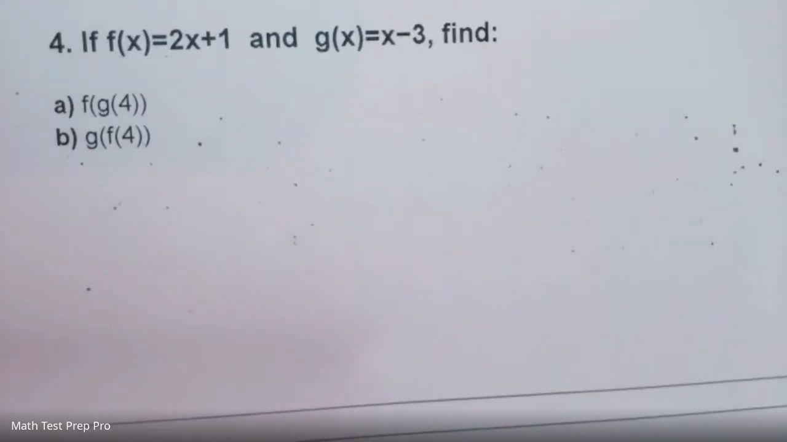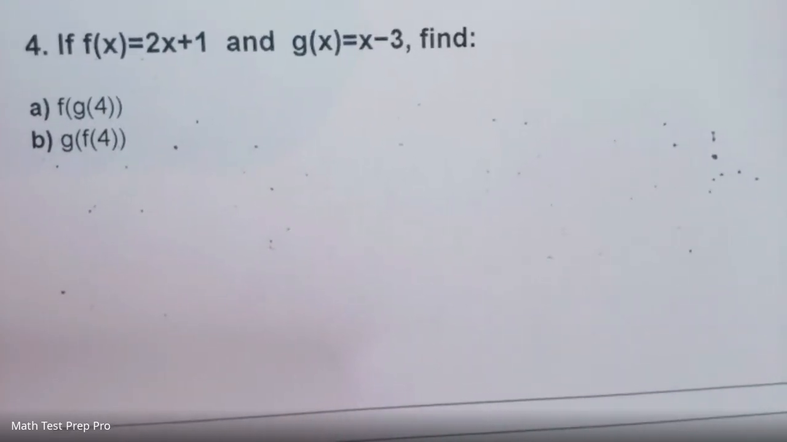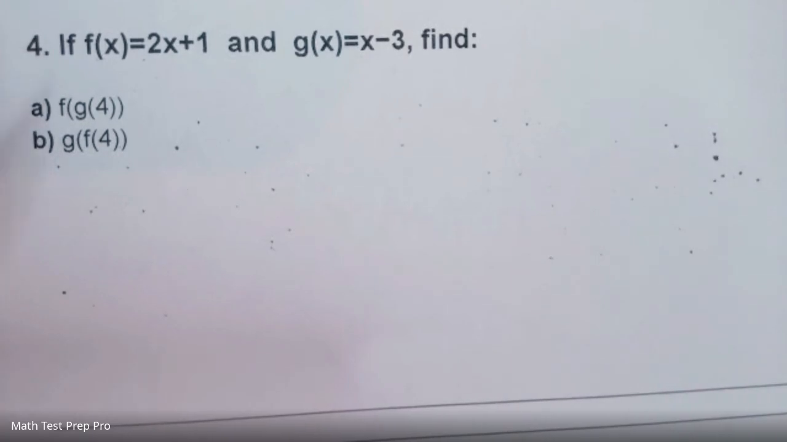Sorry, we skipped one. I took one out, actually. Okay, if f of x equals 2x plus 1, and g of x is x minus 3, find. Now, these are composite functions. All right, so it's a function within a function. A really good way to understand this is that you're going to take 4, plug it into g, get that answer, plug that answer into f. All right, so let's start off with g.